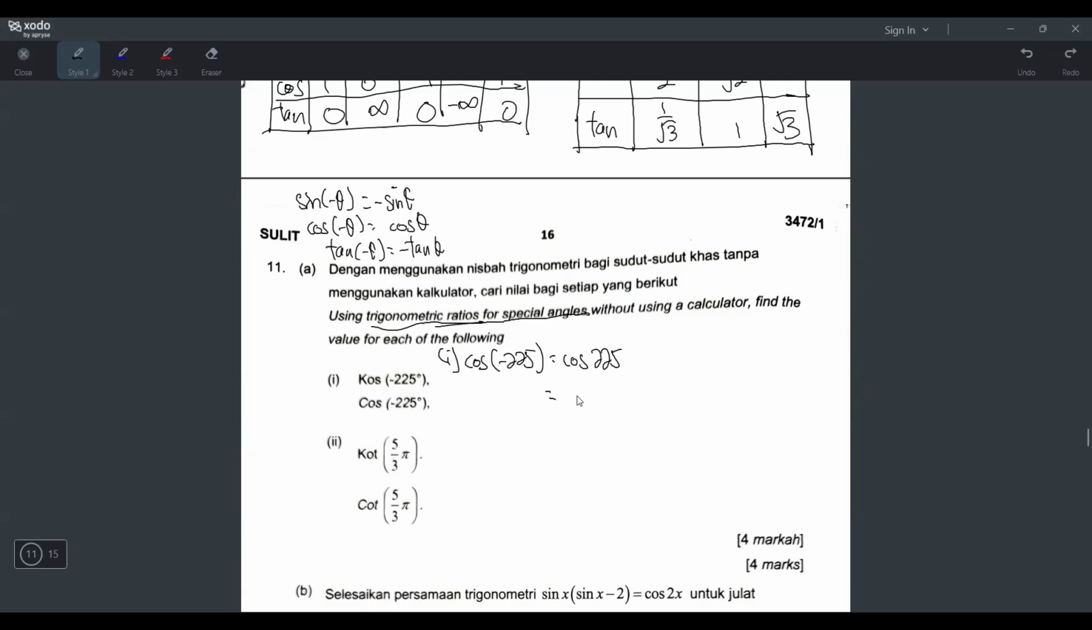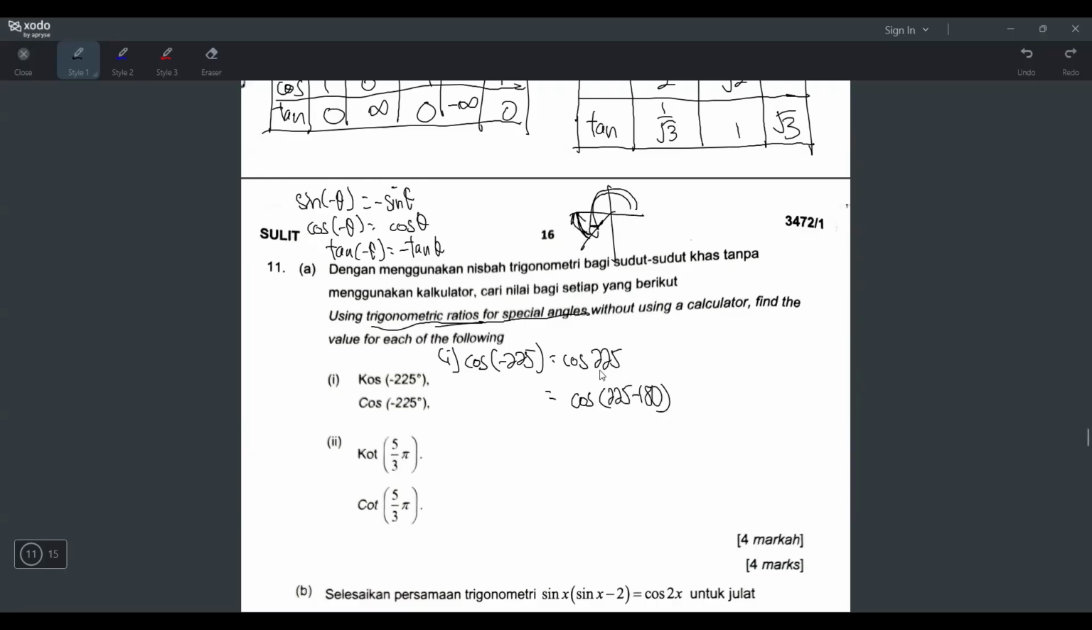Okay, now we try to find cos 225, but they say cannot use calculator. So we have to find the reference angle. So 225 is which quadrant? Quadrant 3. So quadrant 3, how to get the reference angle? If it's quadrant 3, how to get the angle towards the x-axis? You will minus 180, right? Because if you take this angle minus 180, then you will get the reference angle, the angle towards the x-axis. So it's 225 minus 180.